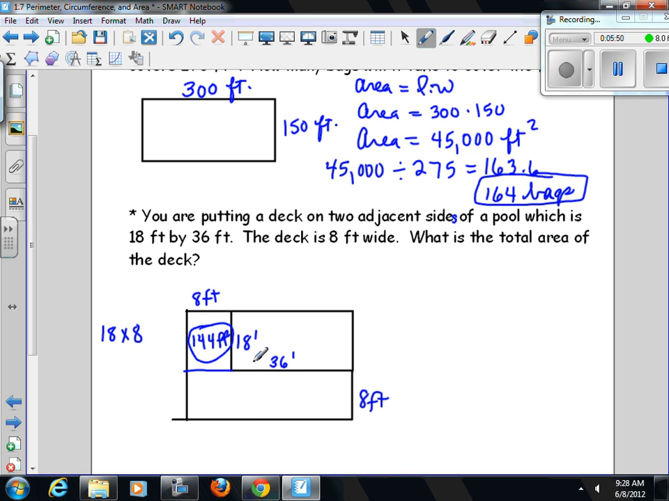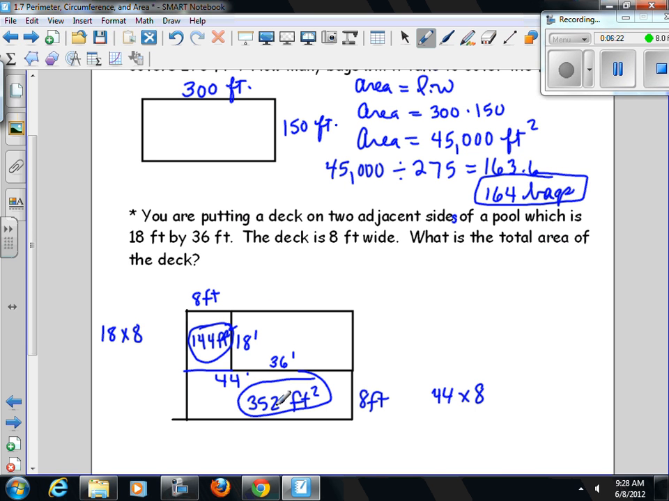Now, this other deck, since it's 36 feet around the pool, but we've got another 8 feet added on, this whole side would be 44 feet long. And so this part of the deck would be 44 by 8. So we're going to say 44 times 8, which is length times width, which gives us 352 square feet for that part of the deck.